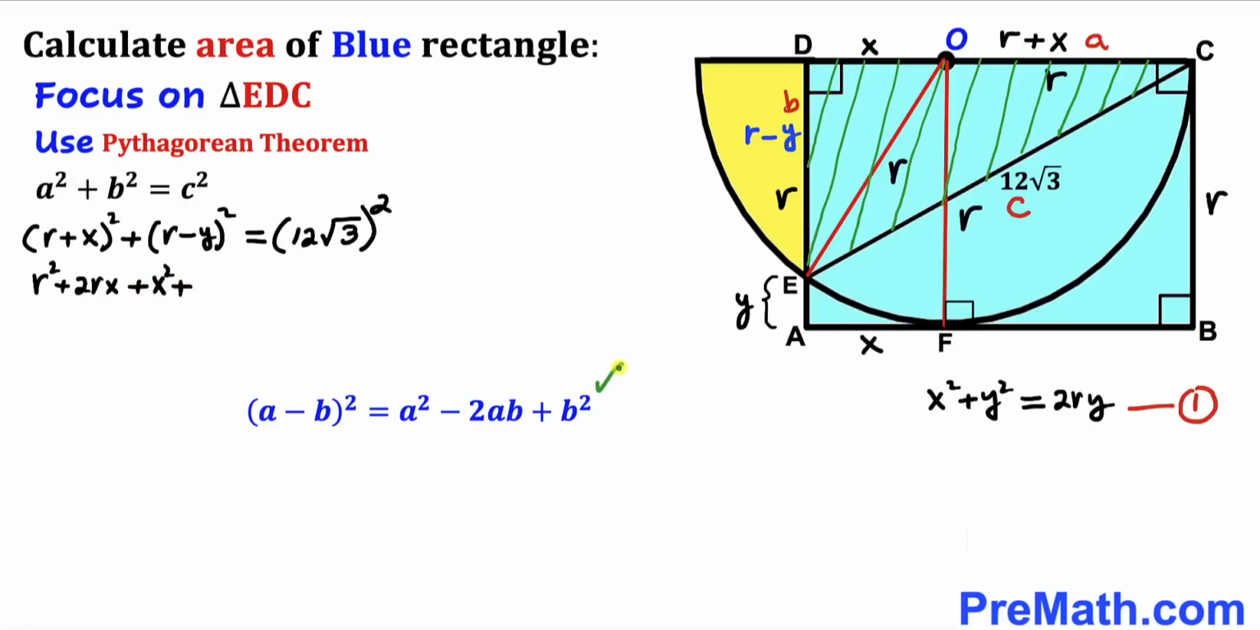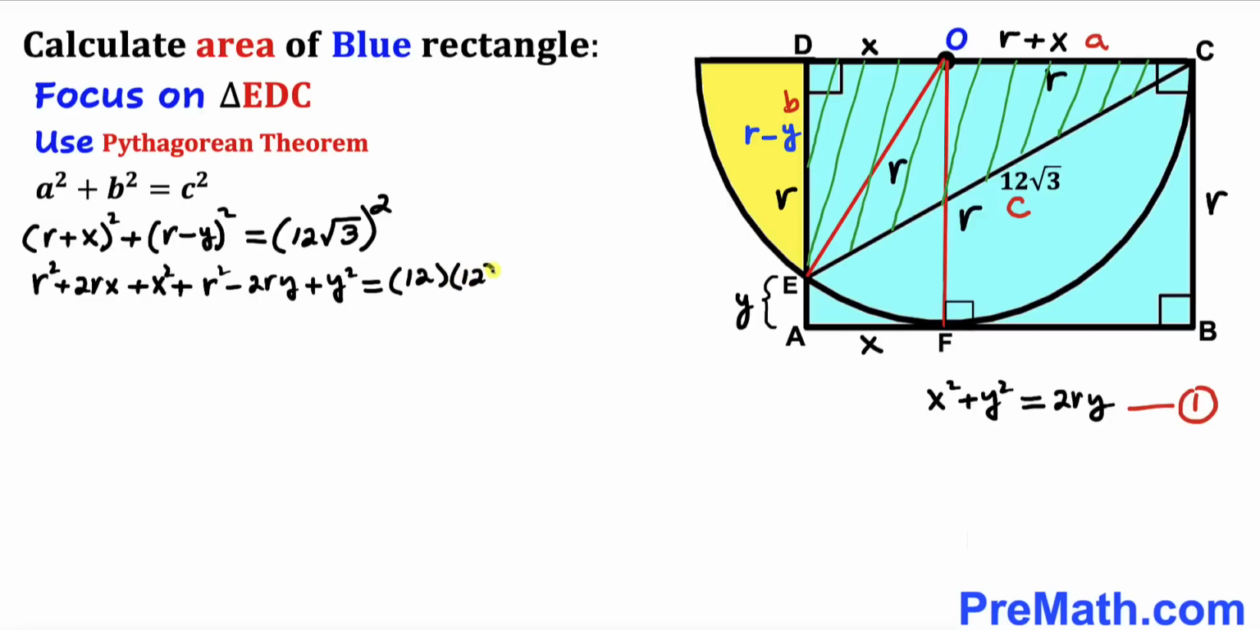and now let's recall another identity, a minus b whole square. We are going to apply it on this second binomial. So this could be written as r square minus 2 times ry plus y square equals to, now we are going to take the square of this right hand side. So this is going to be 12 times 12 times simply 3, since the square and square root cancel each other.